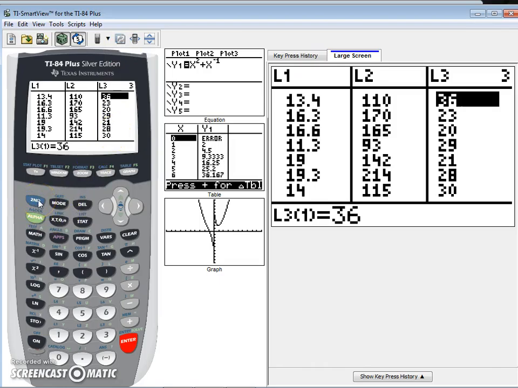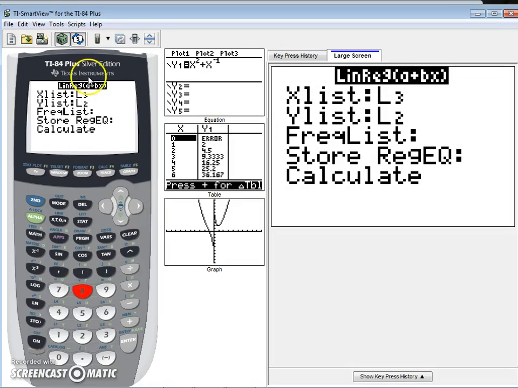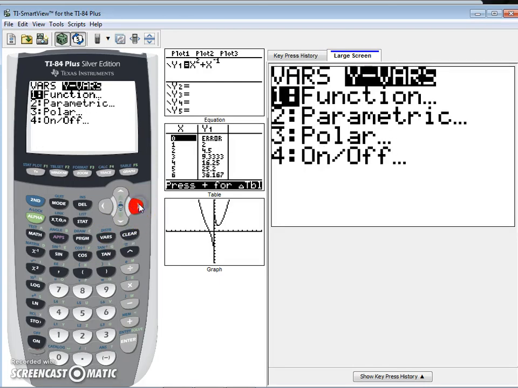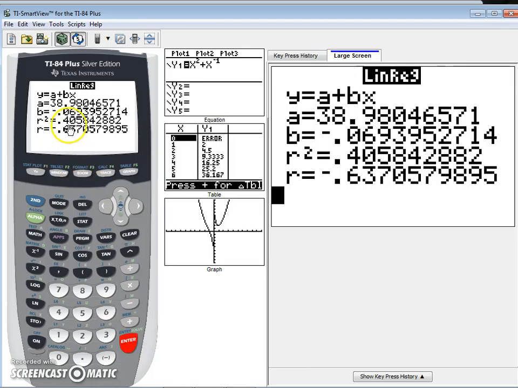So I'm going to go to Stat, Calc, number 8, which was a linear regression A plus BX. Okay, list 2 is where my X's are. List 3 is where my Y's are. I don't have a frequency list. And I do want to store my equation. So I'm going to go to Vars, Y-Vars, Function, Y1. And we're going to calculate my data. Okay, so we have my equation, which you can write down in your notes.